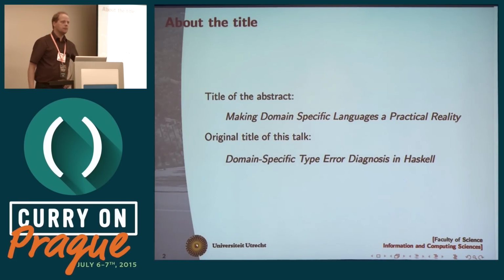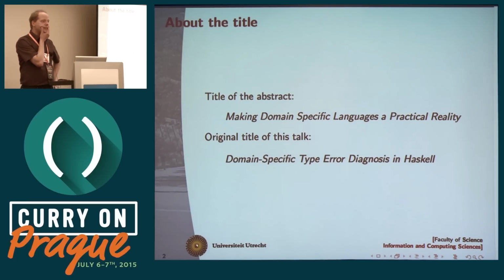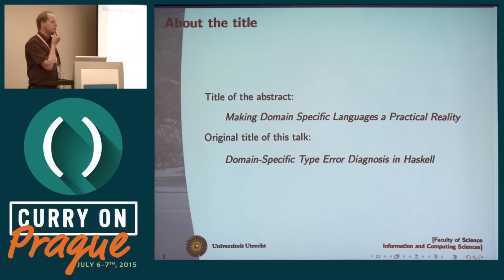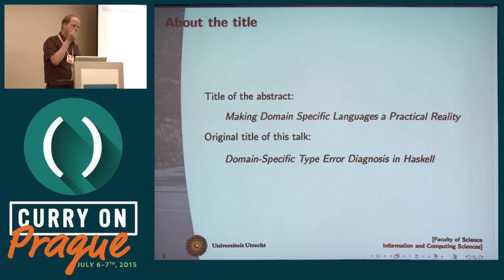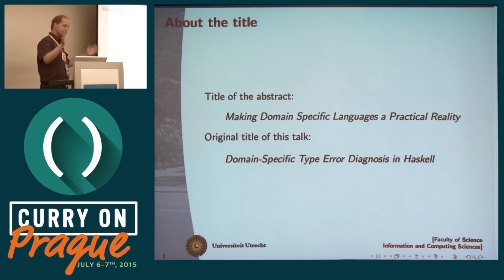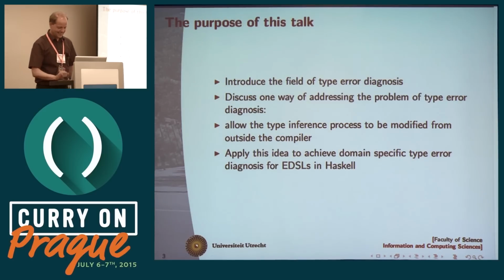And actually, I just happened to see that that was the name I gave to the abstract. When I prepared my talk, it was actually like that, domain-specific type error diagnosis in Haskell. But I still remember that when I wrote the abstract, it was originally the second title. But then my PhD student and I decided, well, this doesn't sound spicy enough, so we turned it into the first one. But I will actually talk about the second one instead. Of course, what I will talk about is a part of making domain-specific languages a practical reality. Although, well, yeah, Haskell, practical, not really.